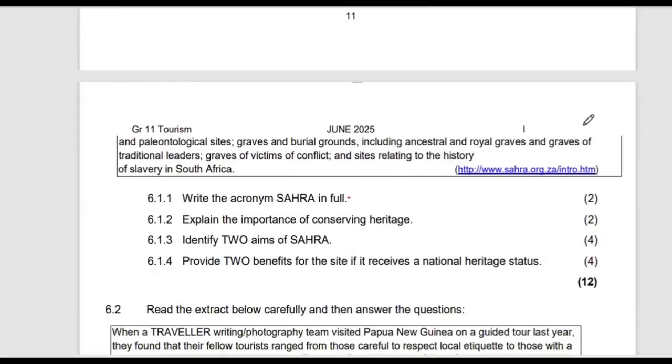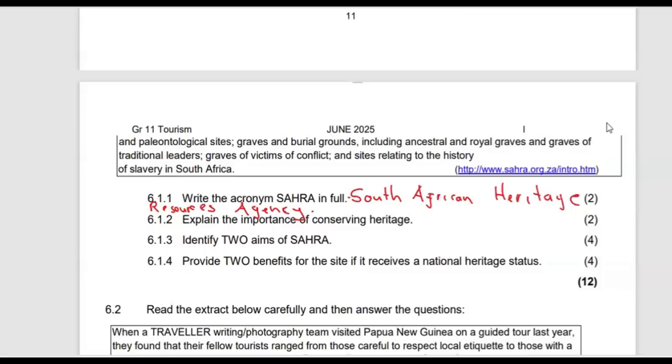So the first question, write the acronym of SAHRA in full. So SAHRA is known as the South African Heritage Resources Agency. The full acronym of SAHRA is the South African Heritage Resources Agency.